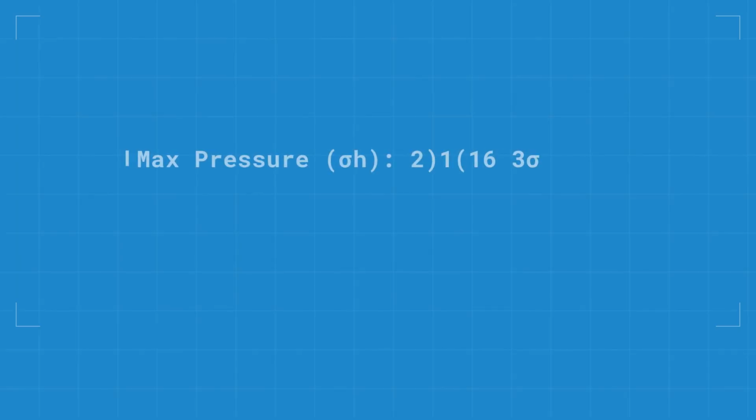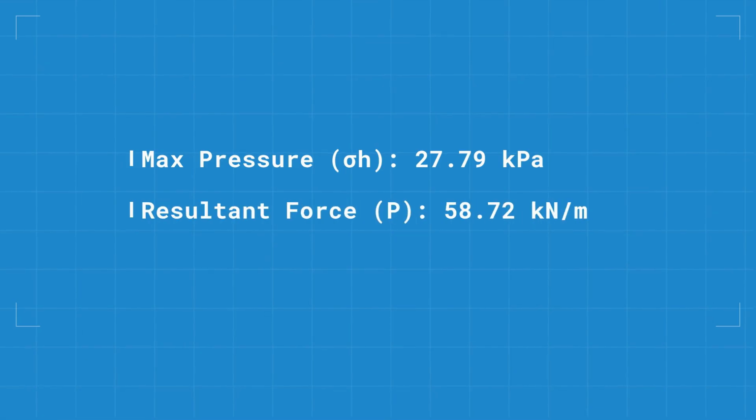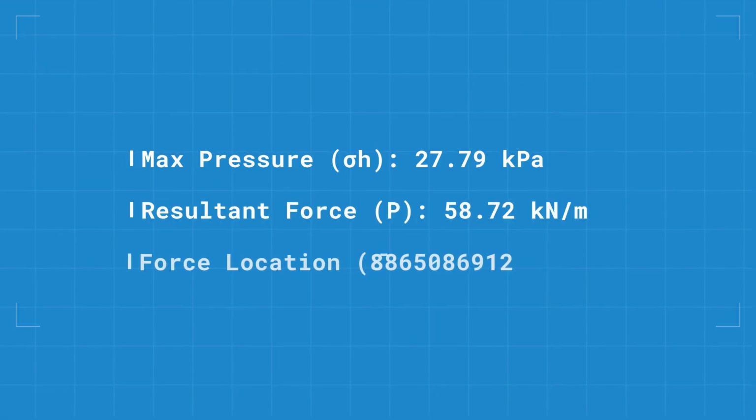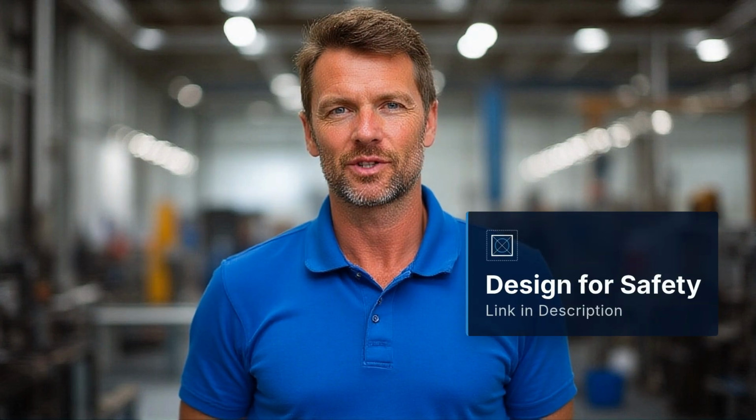After clicking Calculate, the results show a pressure coefficient K of 0.3333, maximum pressure sigma H of 27.79 kilopascals, resultant force P of 58.72 kilonewtons per meter, and force location Z bar at 2.00 meters from base. These values help engineers design safe retaining walls.